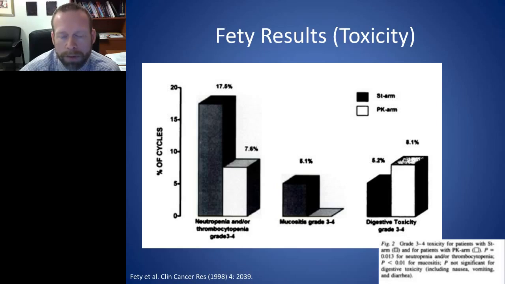Then if we move over to the middle, where we look at the mucositis toxicity, again, significantly different between the standard arm and the pharmacokinetically guided arm. Now, if you look at the digestive toxicity, which is the other grade 3/4 toxicity, in the TDM arm, it did have a slightly higher rate, but that really was not statistically significant in their analysis. So we would say that those are statistically equivalent and not different at all.